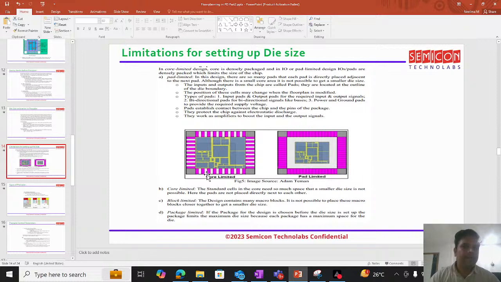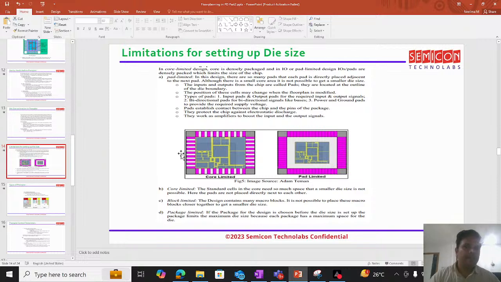As we can see in the diagram, even though the core area is very small here, the pad limited design is mainly dominated by the IO pads. So since the pad limited design is mainly dominated by IO pads, no matter how small your core area is, you still need to have a bigger die area, because it is dominated by pads.